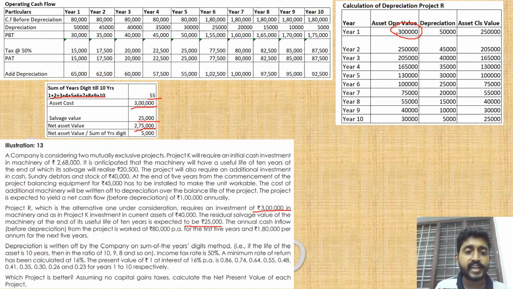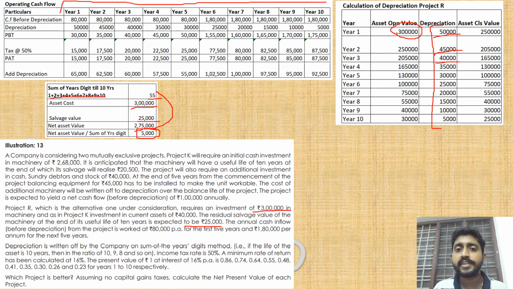2,75,000 divided by 55 will give you 5,000 as the ratio. Now 5,000 multiplied by 10 will give you 50,000 as the first year depreciation. 5,000 multiplied by 9 will give you 45,000 as the second year depreciation. 5,000 multiplied by 8 gives 40,000 as the third year depreciation. Here also the asset life is 10 years. For the cash flow, I have also taken 10 years because it is given in the question that the life is 10 years.